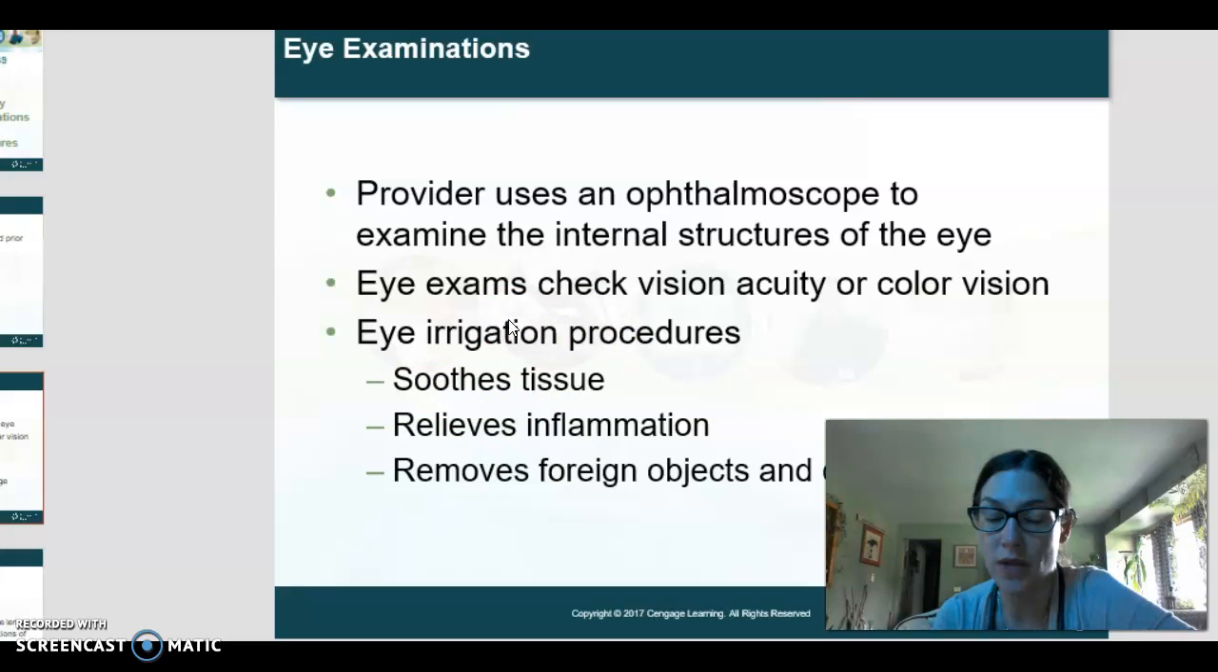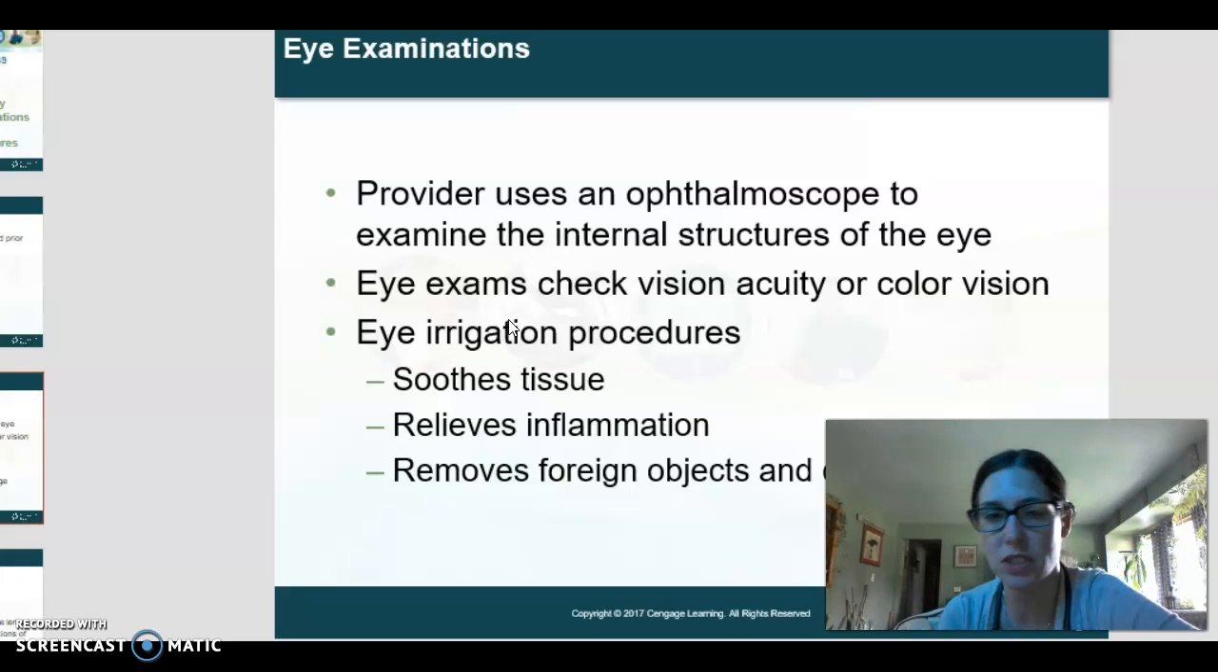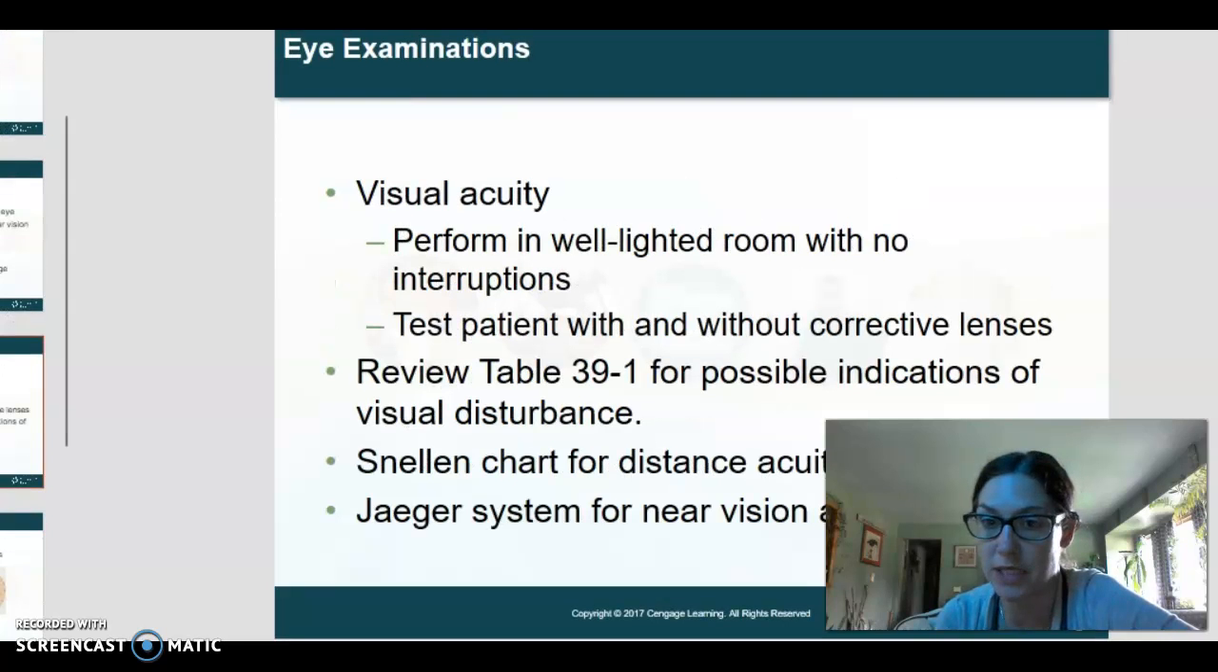You may have a piece of something stuck in your eye, you just can't get it. You're going to go to your doctor's office or an urgent care. So we have in the offices special irrigation things that can help to dislodge any foreign objects that are causing inflammation or eye issues. And then the visual acuity, these can be really important because these are like Department of Transportation mandates. If you have truckers that have CDL licenses, a commercial driver's license, these have to be performed in a well-lighted room with no interruptions. You have to test them with their corrective lenses and without them.